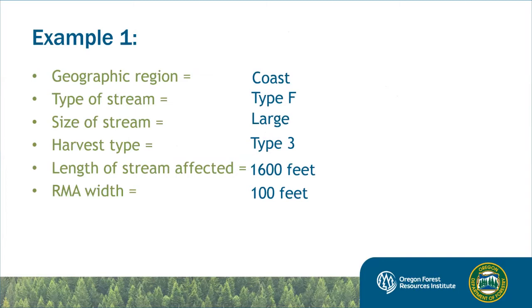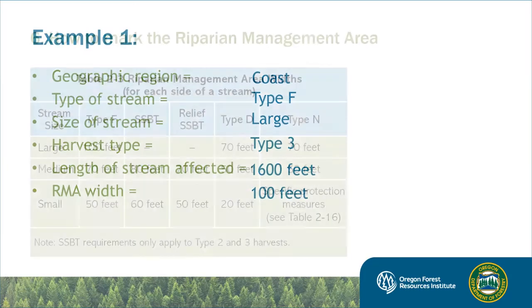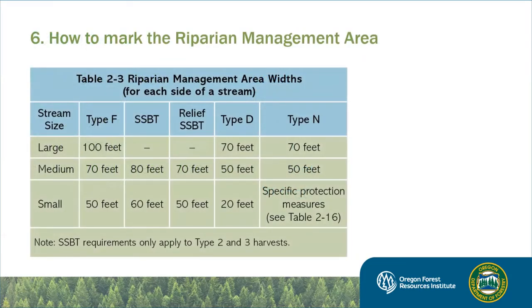And so for a large type F stream, the RMA width is 100 feet. And you can see that this is from the illustrated manual. This is a table showing the different stream sizes along with the different types of streams along the top and their corresponding RMA widths. Within these distances a written plan may be required for any operation, not necessarily just harvesting. If you were building a road or spraying within these distances, you may also need a written plan for those activities.